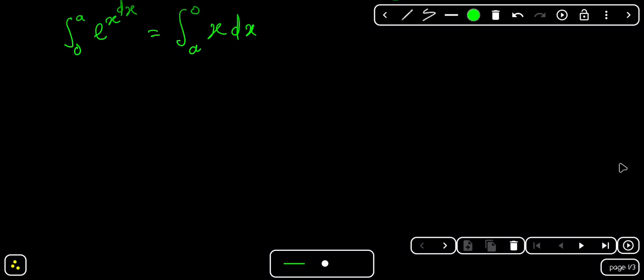So in today's video, we are going to solve this beautiful question. We have the integral from 0 to a of e raised to the power of x, raised to the power of dx, and this is equal to the integral from a to 0 of x dx. So we have to solve for the value of a.